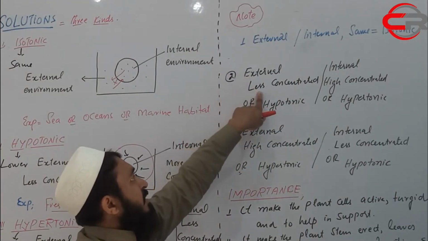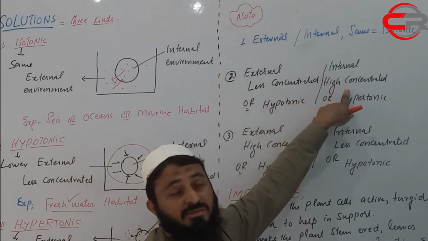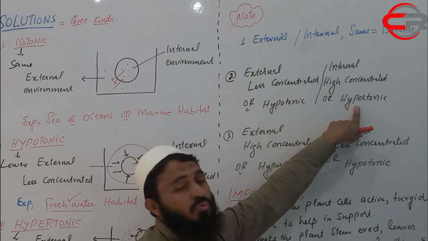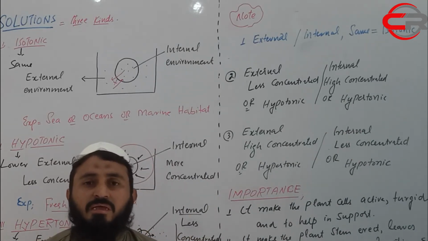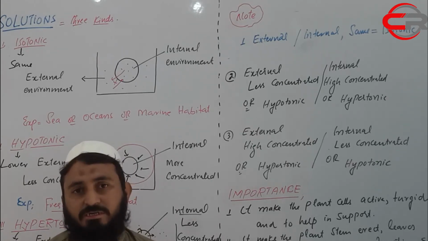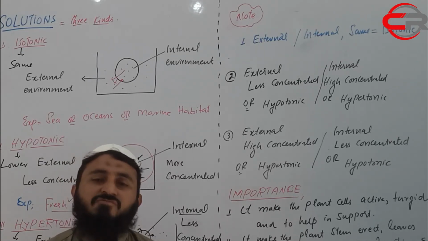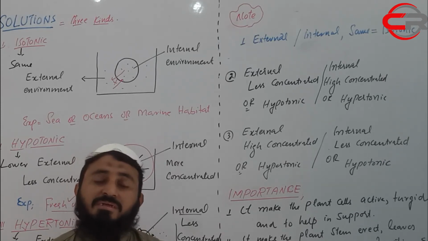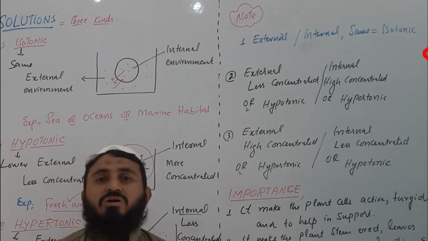If the external is less concentrated, the external will be called hypotonic. If the internal is highly concentrated, the internal will be called the hypertonic solution. If an organism, plant or animal, lives in a freshwater habitat, freshwater contains a lot of water and just only 20% of solute substances. Therefore, this freshwater is called the hypotonic environment. So the organisms that live in this environment are hypertonic organisms because they take up much more water from their external medium.